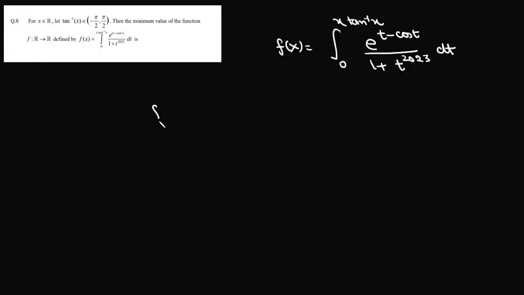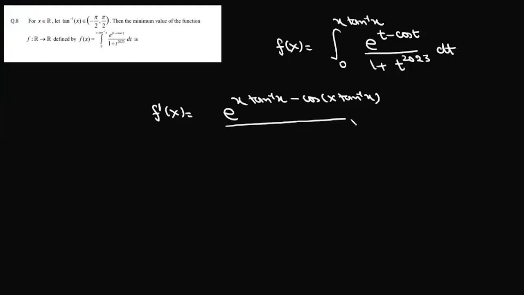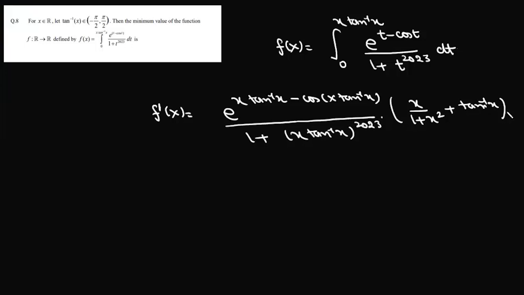Now if we find f dash x, it will be e to the power x tan inverse x minus cos of x tan inverse x upon 1 plus x tan inverse x to the power 2023 into derivative of upper limit. Now this is x as it is, and this is 1 upon 1 plus x square, and plus tan inverse x as it is, x is 1.